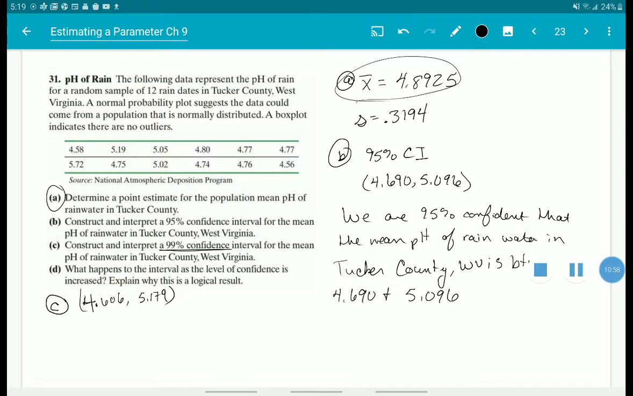So changing that confidence interval really changed that margin of error. We can compare those margin of errors again. If we were to take the upper bound minus the lower bound divided by 2, here it's 0.203. And here is 0.287. So we increased from 95% to 99%, and our margin of error increased. So you can see that relationship going on there.